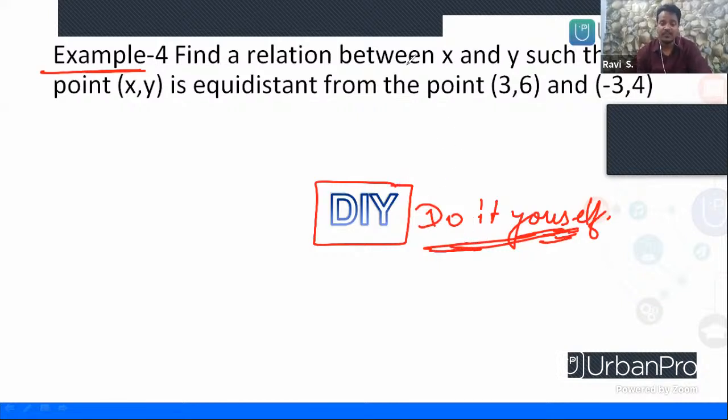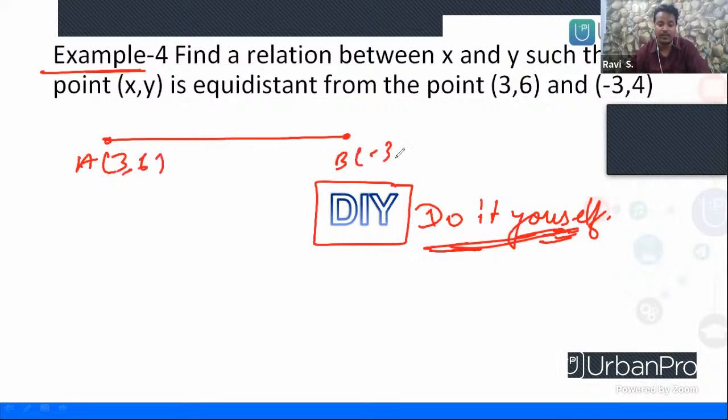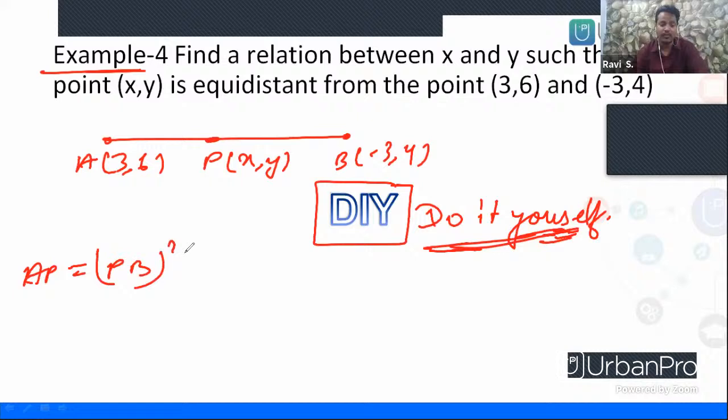Let me just give you a hint about how to solve this question. Again, we will assume these 2 points here. The 2 points are A (3, 6) and B is (-3, 4). And let's assume this is a point P. Again, you have to do the same thing, guys. You will take AP and then PB, and write the squared side here. Try to square it, because it will make your calculation easy. The rest you have to do yourself. Okay, guys, this is for you. Now, let's see the next question.